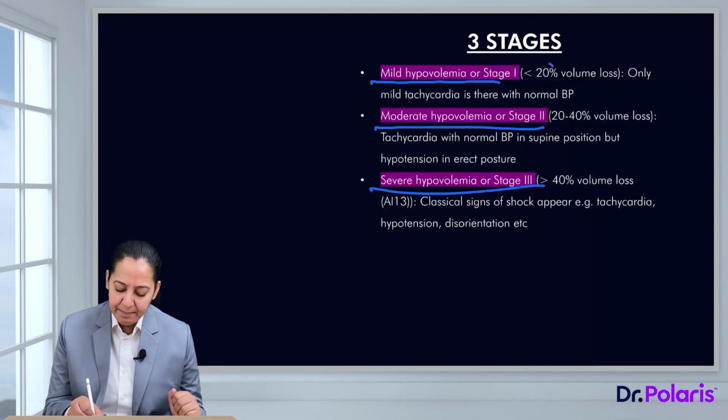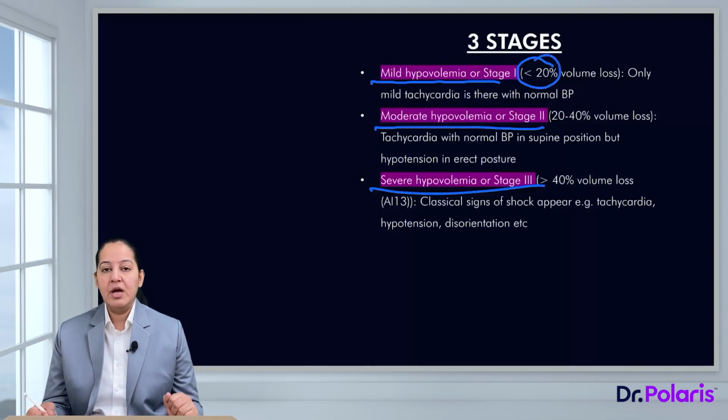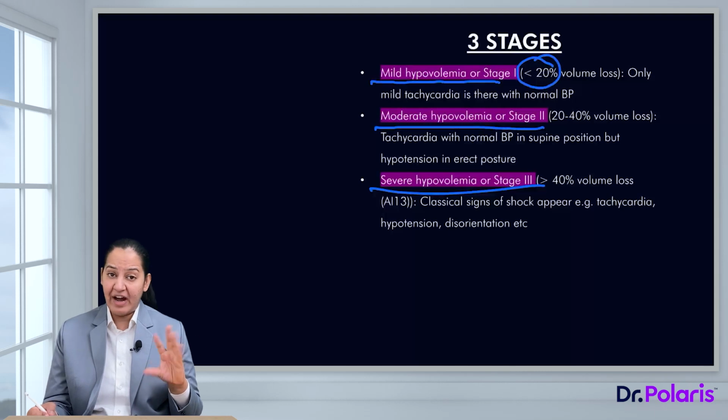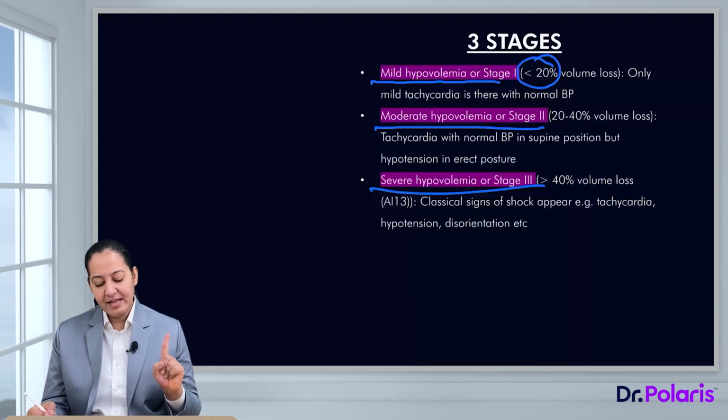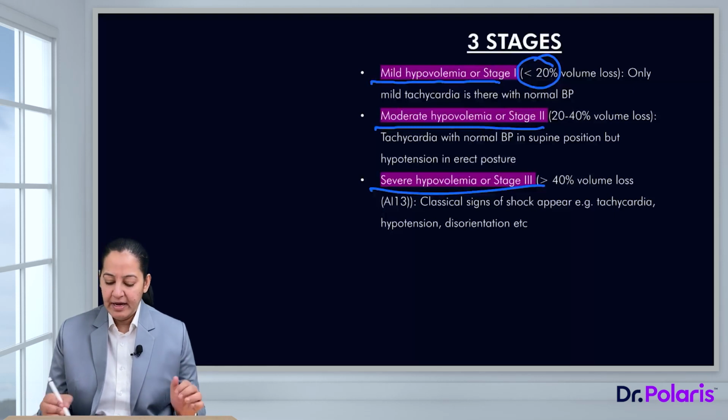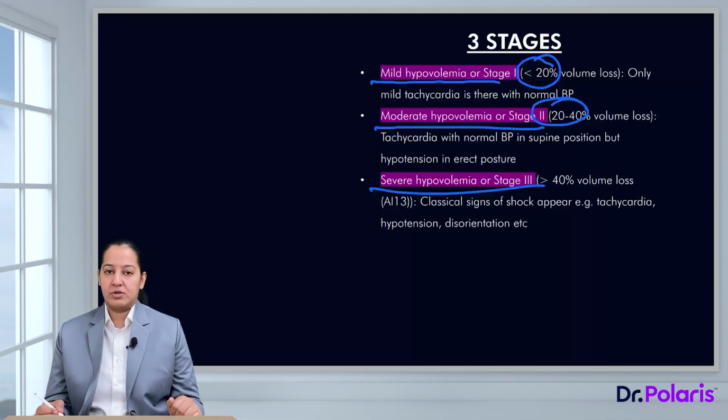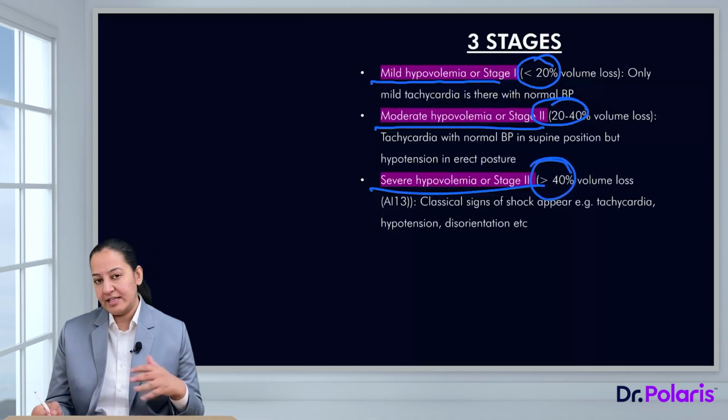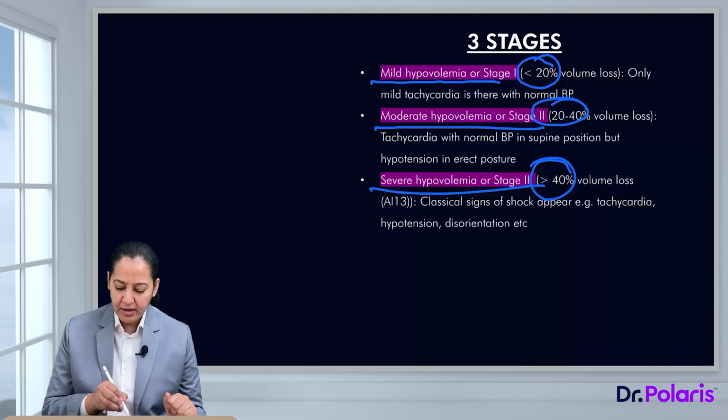If less than 20% of the blood of the human body is lost, out of the 5 liters, if I consider 100% as 5 liters, less than 20% is less than 1 liter. If less than 1 liter of blood is lost, it is known as mild. If 20 to 40% of the blood is lost, 1 to 2 liters, it is known as moderate. If more than 40%, that is more than 2 liters of blood is lost, it is known as severe.